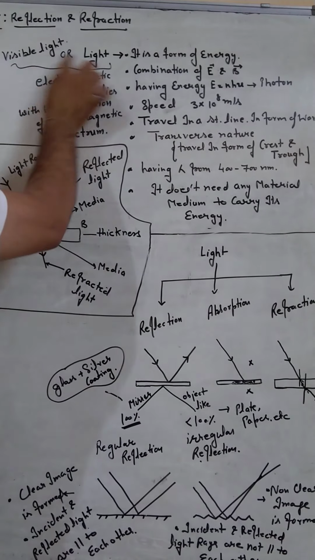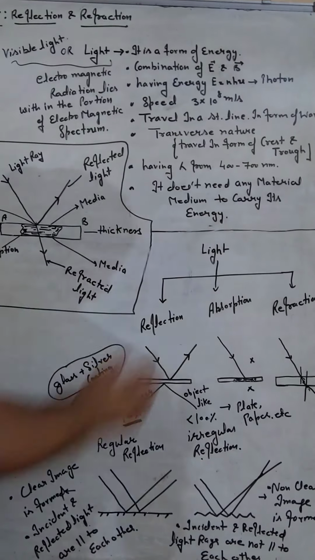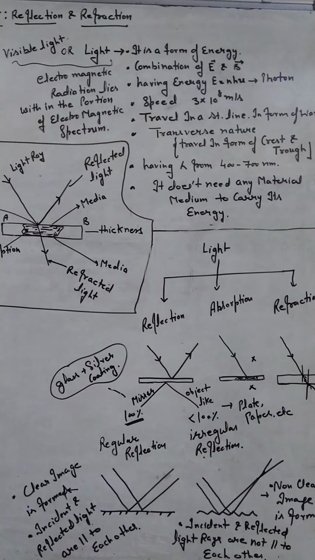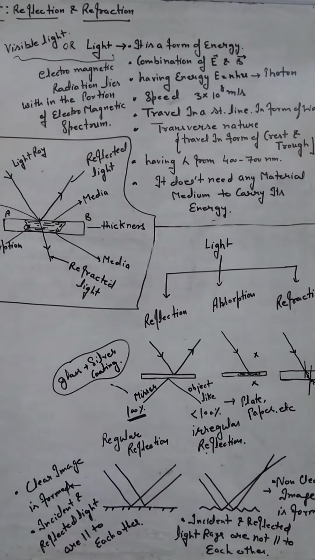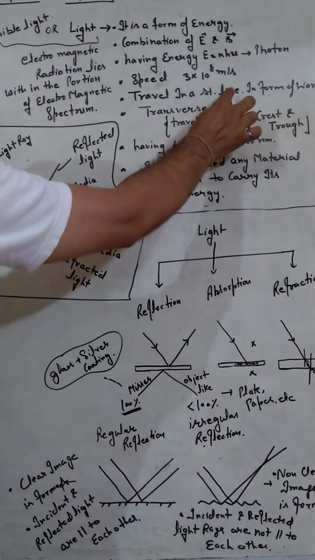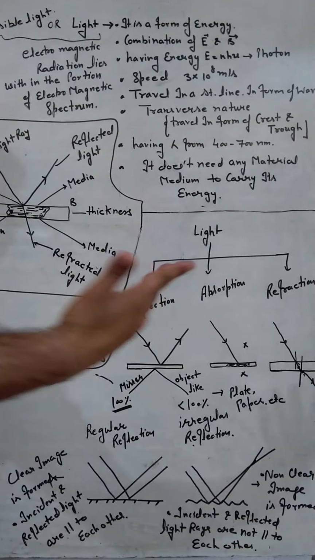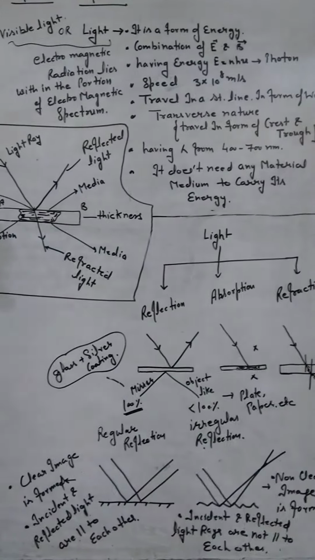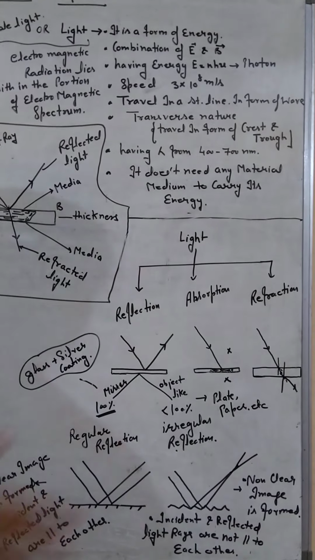Fourth one, its speed is 3 × 10^8 meters per second everywhere, whether we are discussing vacuum or free space. Next one, it travels in a straight line but in the form of a wave. It travels in a straight line but in the form of a wave.